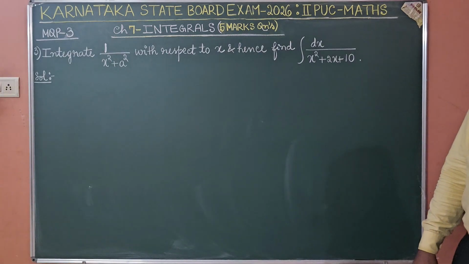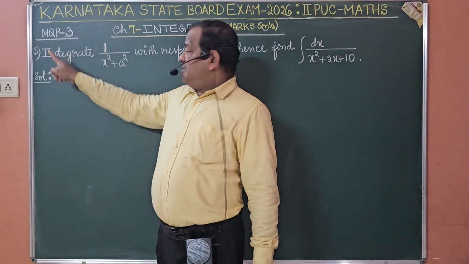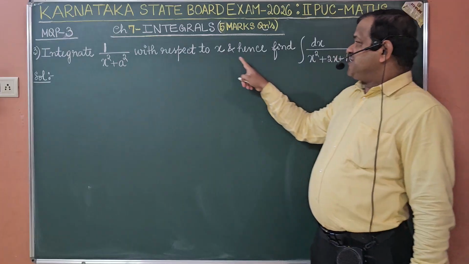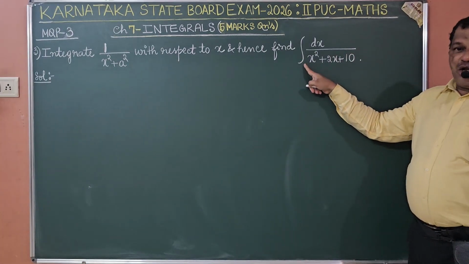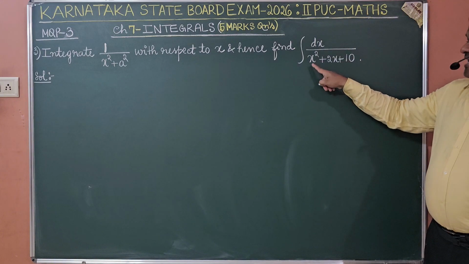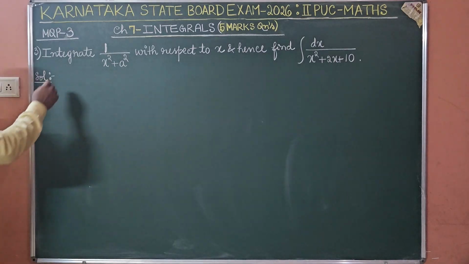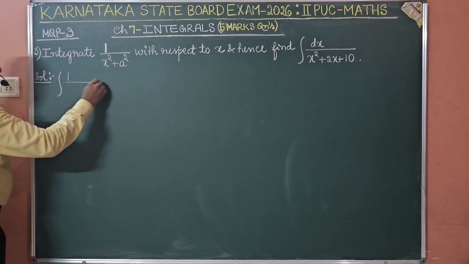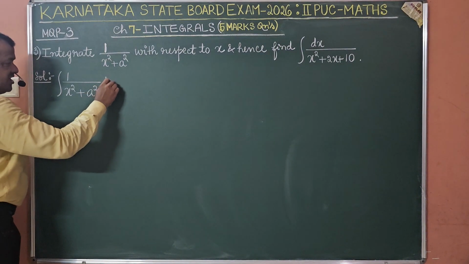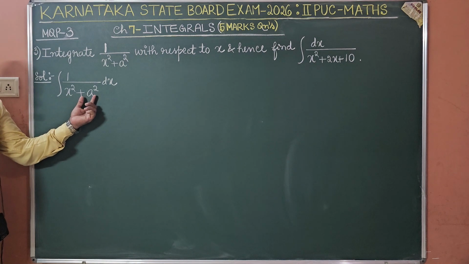Here is a third question carrying 5 marks from model question paper 3rd. Integrate 1 by x square plus a square with respect to x, and hence find the integration of dx by x square plus 2x plus 10, that is 1 by x square plus 2x plus 10. So this I will begin here. Say integration of 1 by x square plus a square dx.